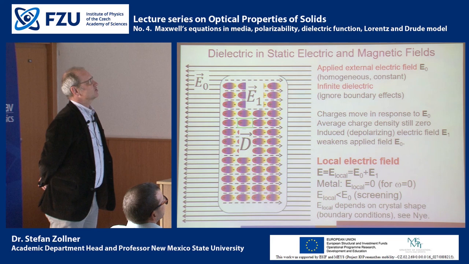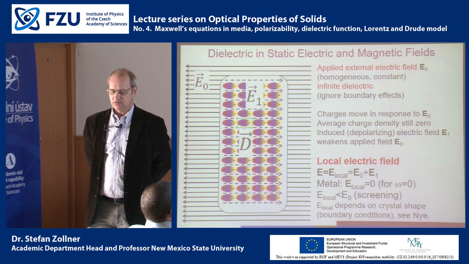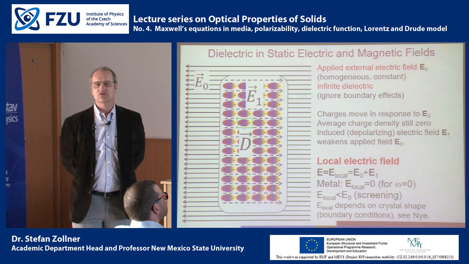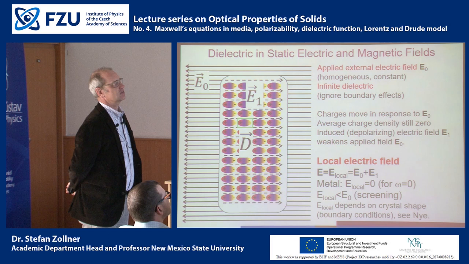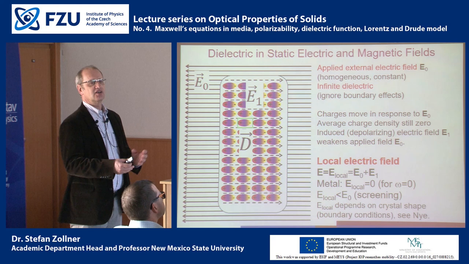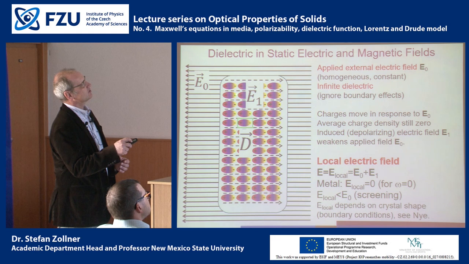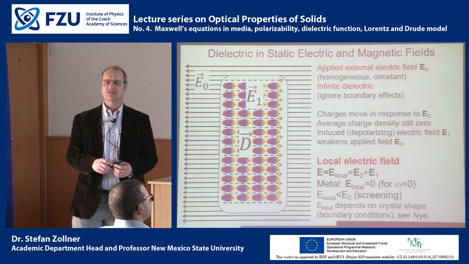Now imagine that we have a dielectric, and materials consist of positive and negative charges. Materials have nuclei, which are positively charged, or atomic cores, which are positively charged, and electrons that are negatively charged. So in a material, we have a certain density of positive and negative charges. And now we take this material and we put it into an external electric field. And what will happen is that the positive charges will move to the left, they follow the field, and the negative charges move to the right, so they go against the direction of the electric field.